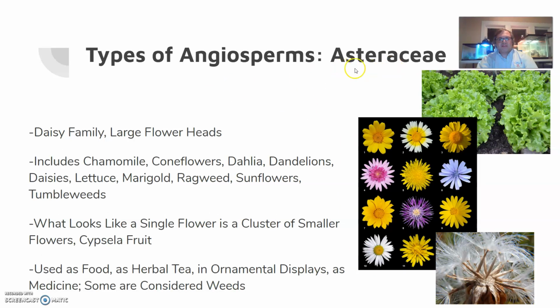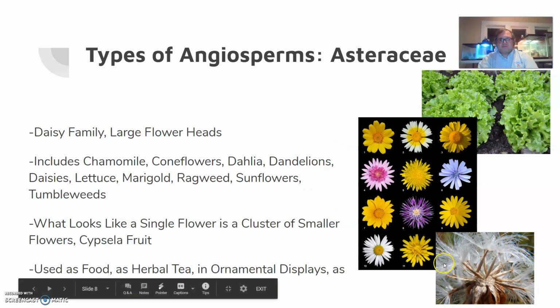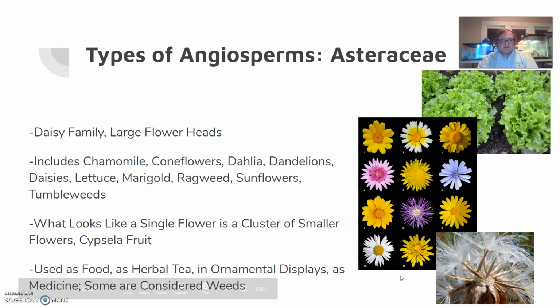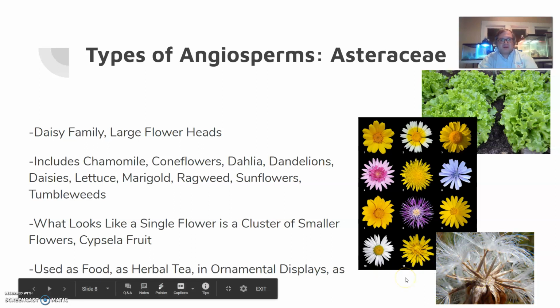Another type of angiosperm is the Asteraceae. This is the daisy family. They all have very large flower heads, and again, we see kind of an interesting variety of them here. This includes chamomile, coneflowers, dahlia, dandelions, daisies, lettuce, so like up here, marigold, ragweed, sunflowers, and tumbleweeds. So what looks to be like a single flower in the flower arrangement that we look at is actually a cluster of smaller flowers when we look very closely at it. And the fruit type, again, we're looking here at dandelion seeds in particular. Those are cypsella fruit. Again, that's kind of the arrangement there.